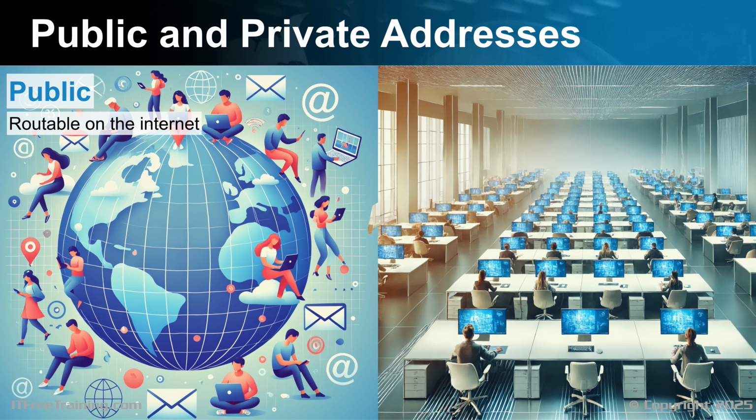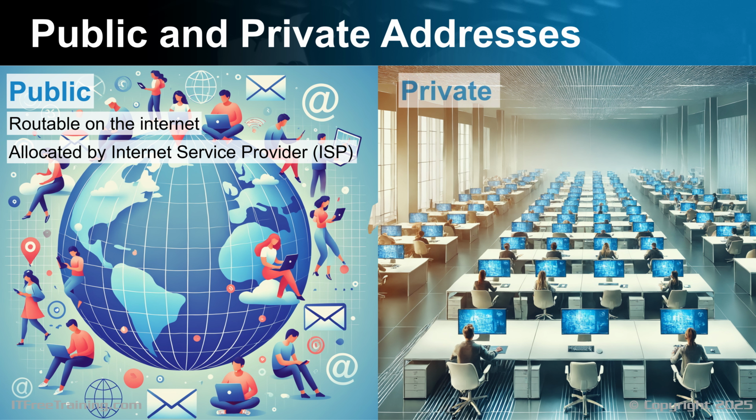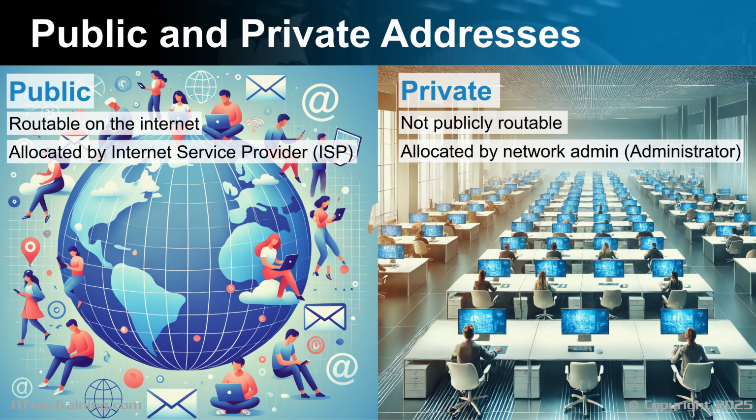There are 5 of these registries which provide ranges of IP addresses to ISPs. These IP addresses are allocated to users by an ISP. Private IP addresses are not publicly routable. They are allocated by a network admin rather than centrally managed. They are limited to the private network they are allocated to.